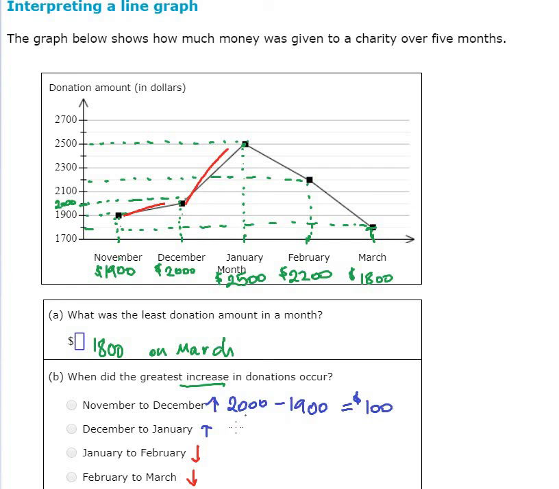From December to January, January was $2,500 minus $2,000. That's going to be $500. So only two of them were increases, either November to December or December to January. And since the question is asking for the greatest increase, we can say that it's going to be December to January.